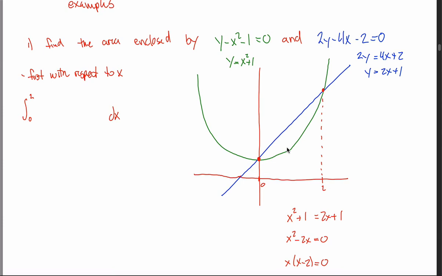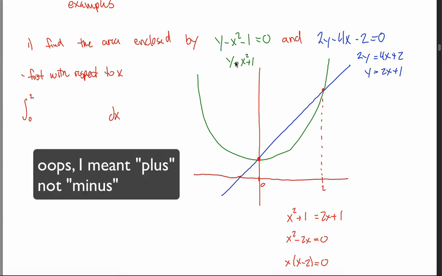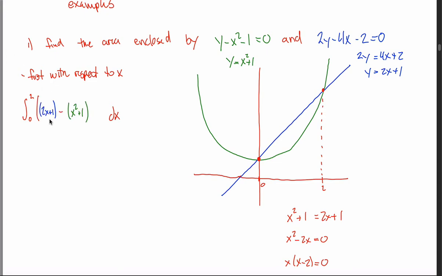So since the blue one's above the green one in between these two bounds, I'm going to take 2x plus 1, and I'm going to subtract x squared plus 1. Note the unnecessary parentheses around 2x plus 1 just to try to help you follow what's going on here. I'm taking this guy and subtracting this guy, and I'm integrating from 0 to 2 with respect to x.